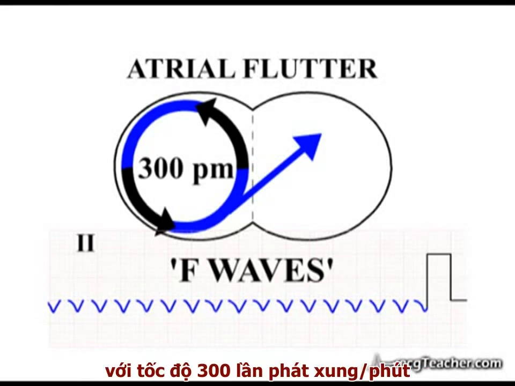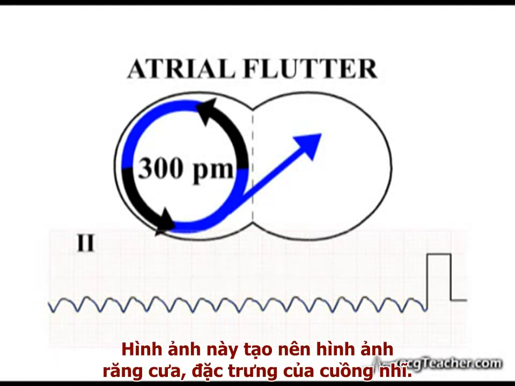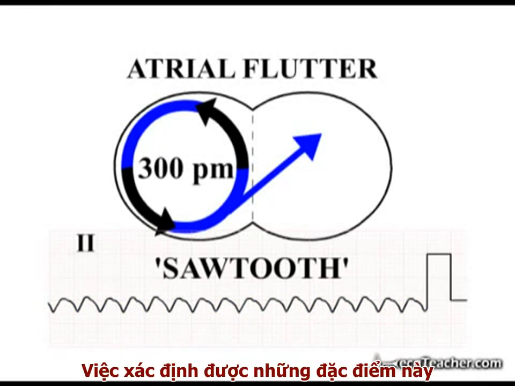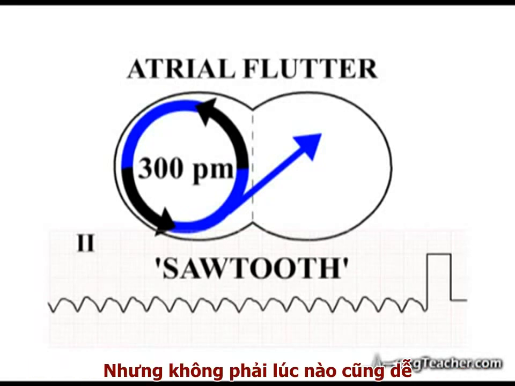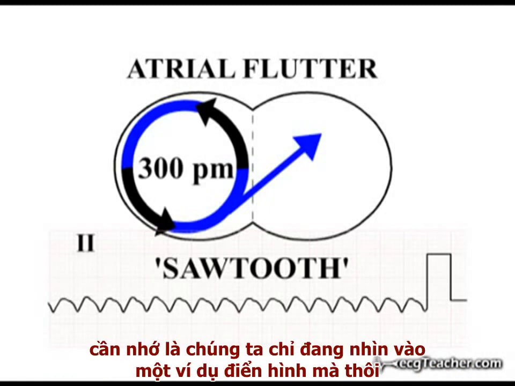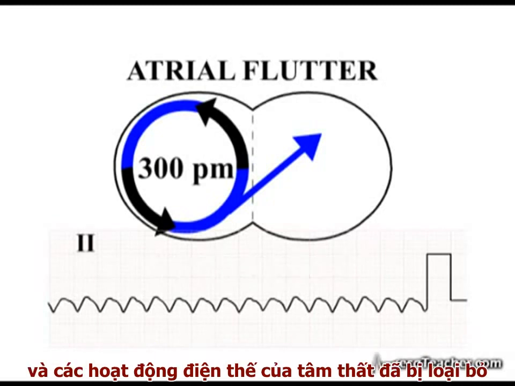At a rate of 300 discharges per minute, the flutter waves are of course present at intervals of approximately 1 per large square. This is the sawtooth pattern characteristic of atrial flutter. Identification of elements of this underlying pattern is the key to the diagnosis of this arrhythmia, but it is not always easy. Remember, we are looking here at a particularly striking example and with ventricular activity removed.